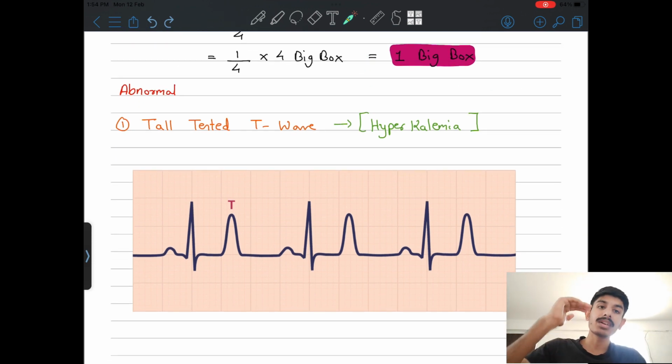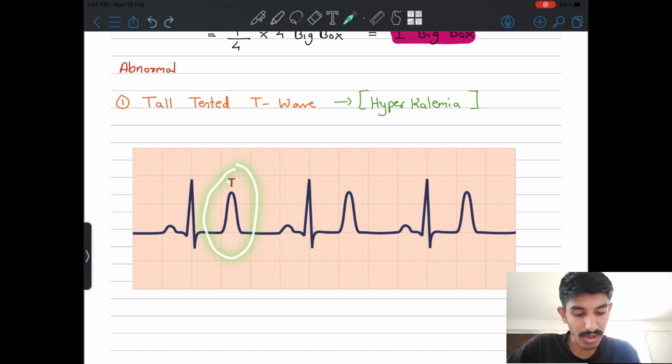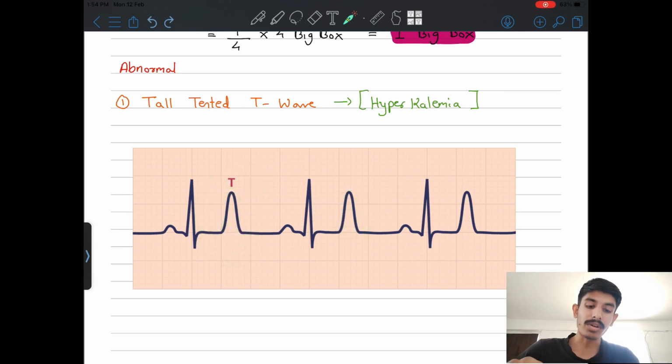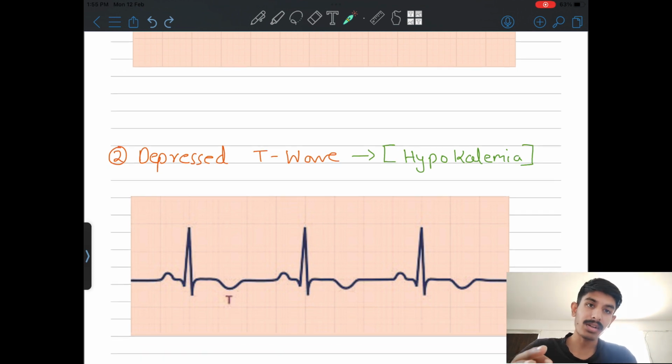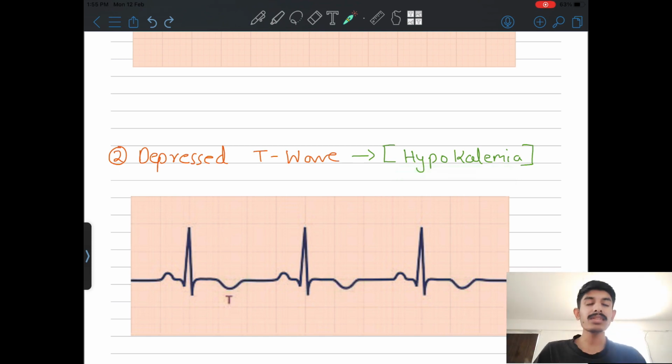So if the T wave is heightened or tall T waves are there, just rule in hyperkalemia. Like, look at this simple example, more than one box. This is one box, okay, and this is more than one box. So look at this one box and this more than one box. So it is known as tall T waves. Rule in hyperkalemia. Then depressed T wave. If heightened is telling about hyper, then obviously depression will tell about hypo. So it is hypokalemia. As you can see, depressions.